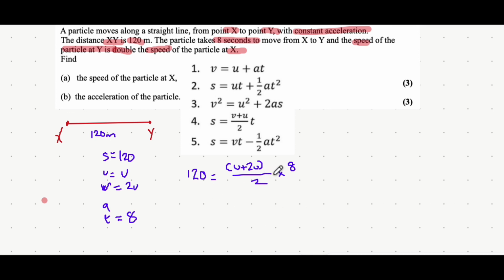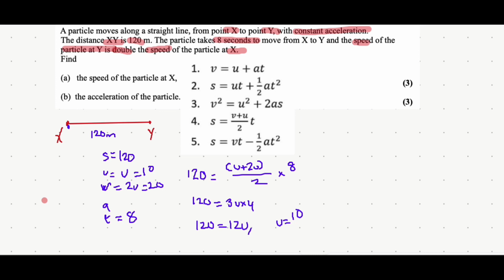So first of all, 8 divided by 2 is 4. So this becomes 120 equals U plus 2U, which is 3U, multiplied by 4, which is just 12U. So 120 equals 12U, and then U is equal to 10. Great. It asks for the speed of the particle at X, which is the initial velocity because it starts off at X. So that's just 10. By the way, if it did ask for the final velocity, you just say it's 20.